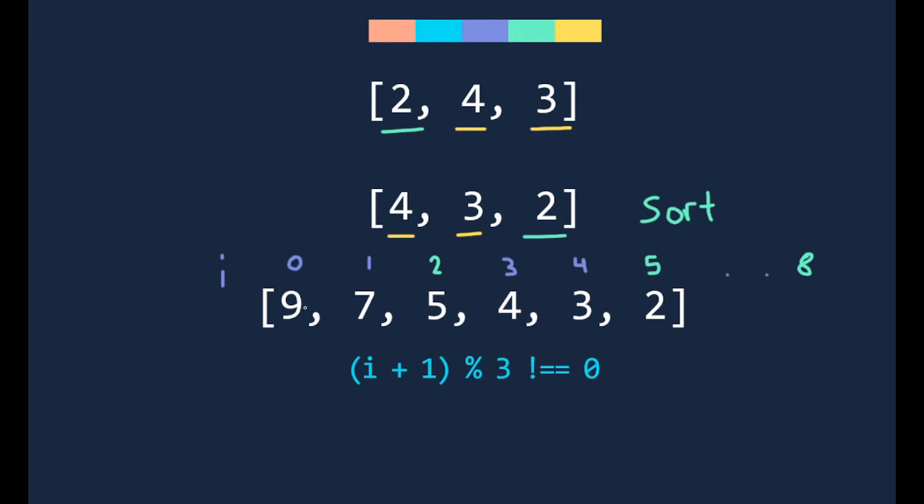So in this first pass through of our loop, we have 0. 0 plus 1 mod 3 will equal 1. So it does not equal 0. So we're going to want to add this number. We're going to want to pay for this 9. Then on the next pass, we'll have 1. 1 plus 1 mod 3 is equal to 2. So we're going to want to pay for 7. On the next pass, we have 2. 2 plus 1 mod 3 is equal to 0. So we're not going to want to pay for this.